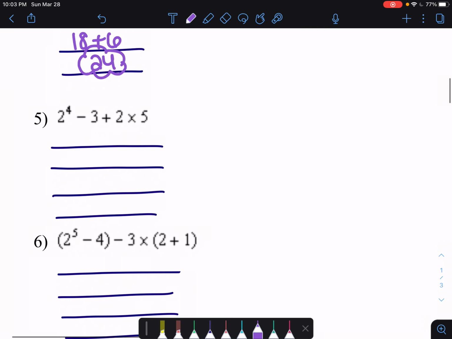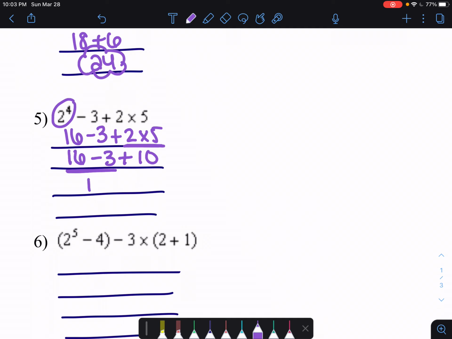Number 5, I'm going to do the exponent first. So 2 times 2 is 4, times 2 is 8, times 2 is 16, minus 3 plus 2 times 5. I've got some multiplication here at the end first. So 16 minus 3 plus 10. And now I'm going from left to right. 16 minus 3 is 13, plus 10 is 23.